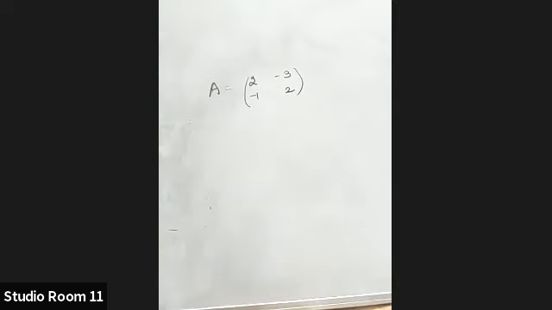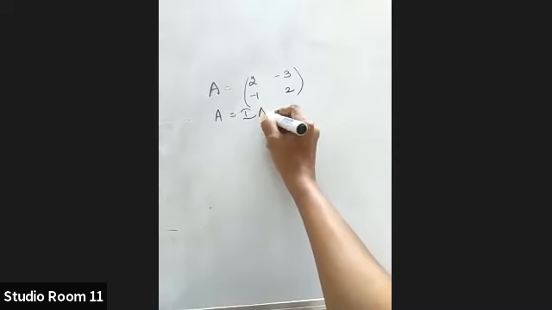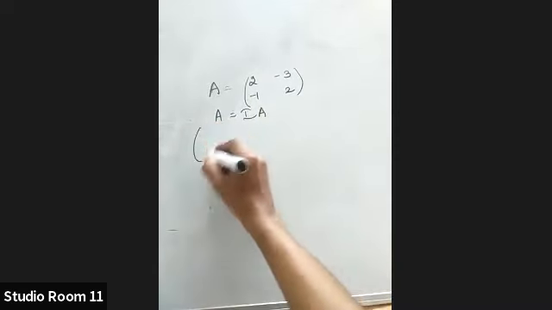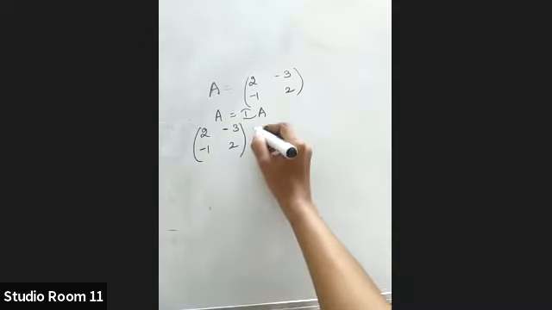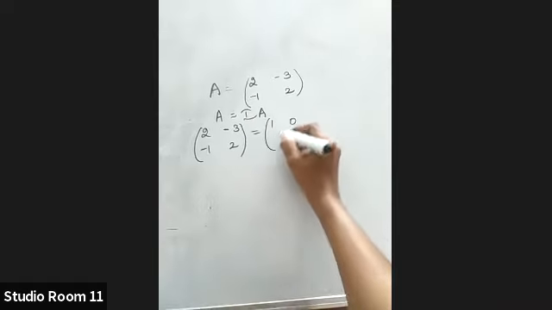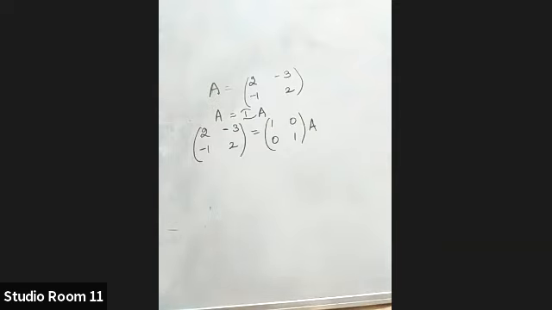Here we are going to use row operations. For the time being, we are going to do everything with row operations. In row operations, we start with A equal to IA. So the matrix A, 2, -3, -1, 2, equals I, which is 1, 0, 0, 1, into A.